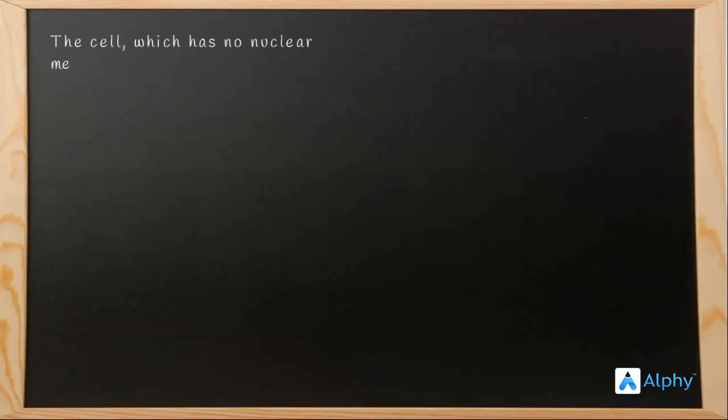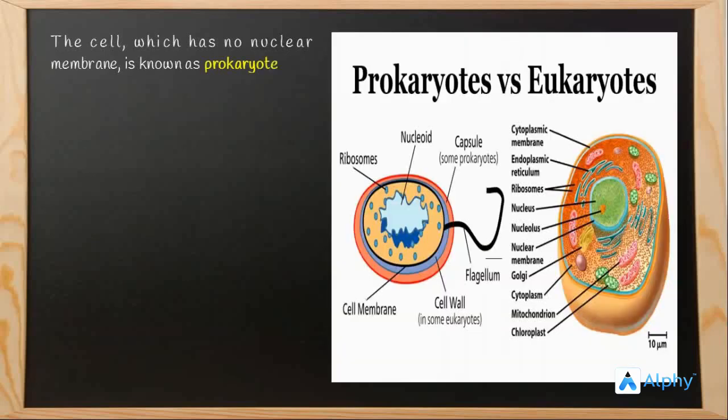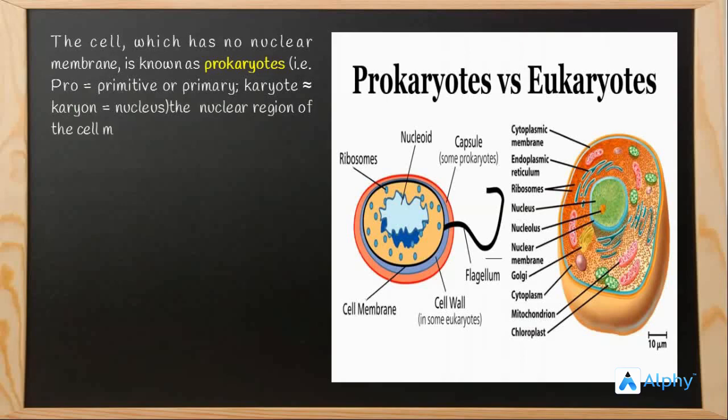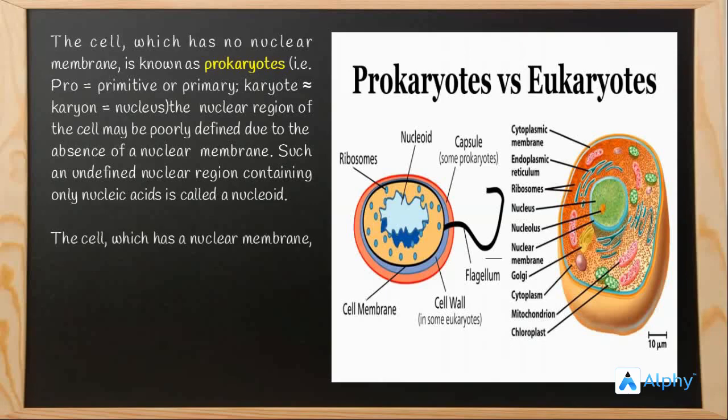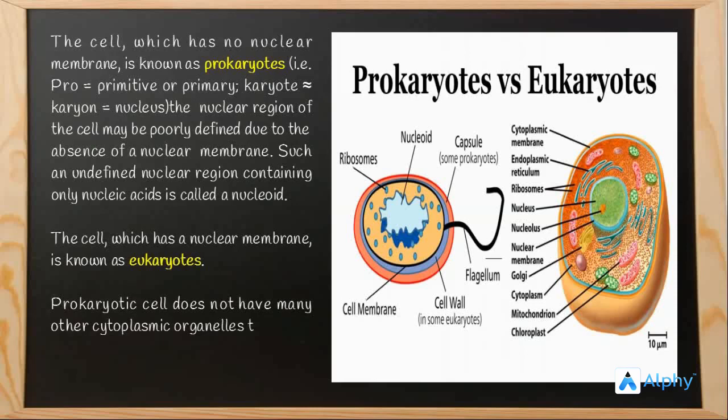The cell which has no nuclear membrane is known as a prokaryote. That is, pro equals primitive or primary, karyot which comes from karyon, which means nucleus. The nuclear region of the cell may be poorly defined due to the absence of a nuclear membrane. Such an undefined nuclear region containing only nucleic acid is called a nucleoid. The cell which has a nuclear membrane is known as a eukaryote. A prokaryotic cell does not have many other cytoplasmic organelles. Those are present in eukaryotic cells.